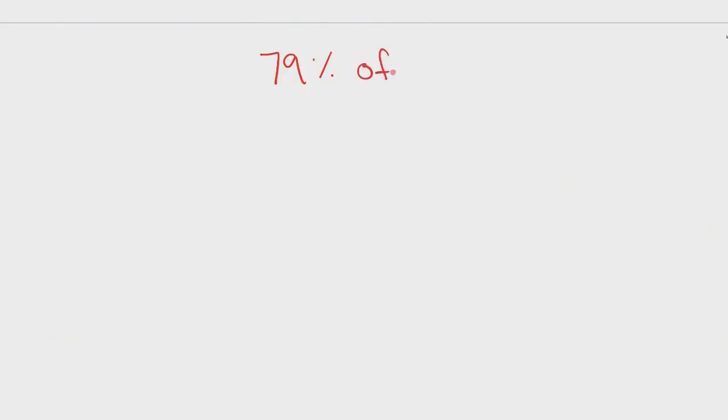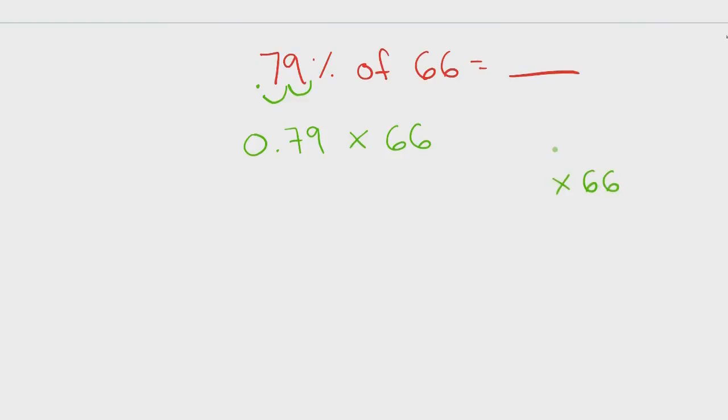79% of 66. First off, we're going to change this into a decimal. So we're going to divide by 100, moving the decimal 2 spaces to the left. So we get 0.79, and "of" turns into times 66. Now it's just a simple multiplication problem. So over here, I'm going to write 66 times 0.79.